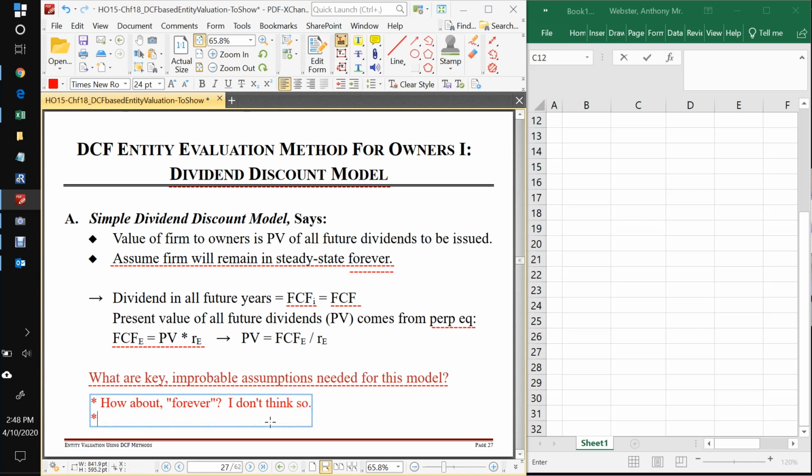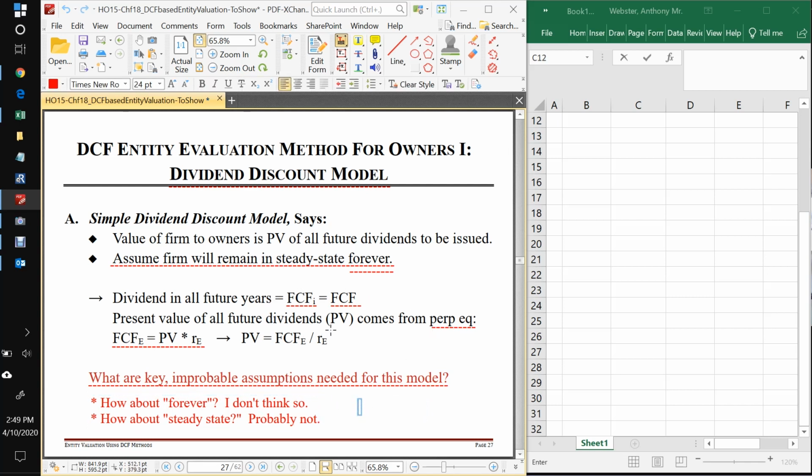Okay, and how about steady state? Is there a firm in the world that's going to have exactly the same revenue, the same expenses, the same capex, the same depreciation every year out to infinity? I think probably not, right? So we have a couple of very big assumptions that make this scenario improbable.